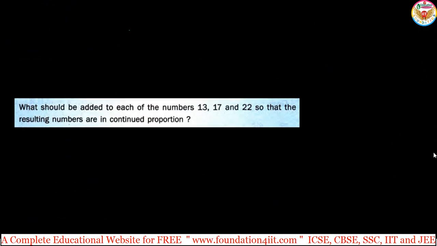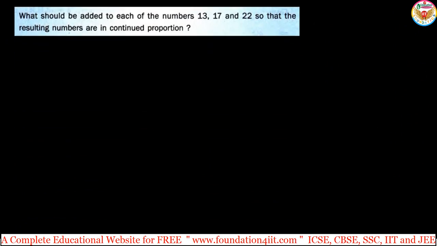And we have one more question on the same concept of proportional. The question is, what should be added to each of the numbers so that the resulting numbers are in continued proportion? What should be added? So let x be added to each number. Then 13 plus x, comma, 17 plus x, comma, again 22 plus x are in continued proportion.